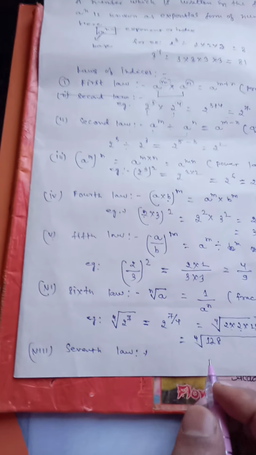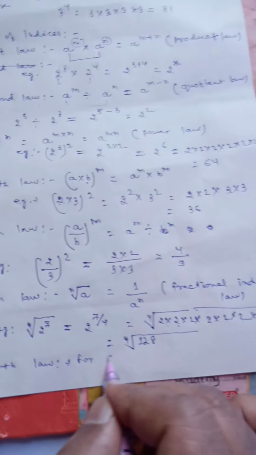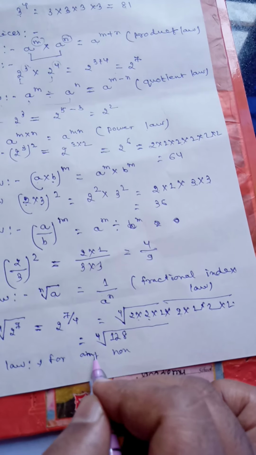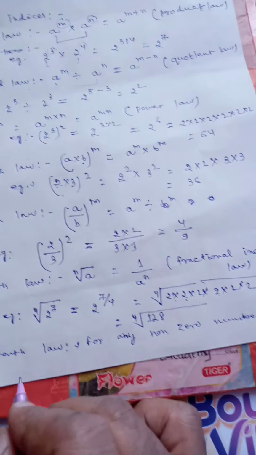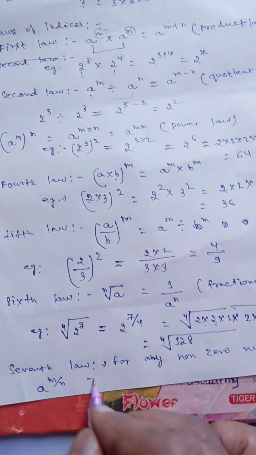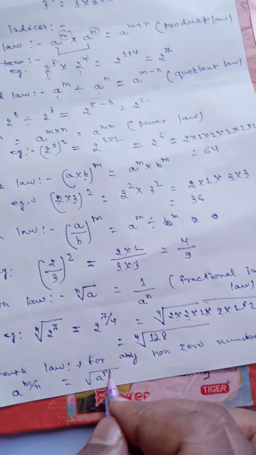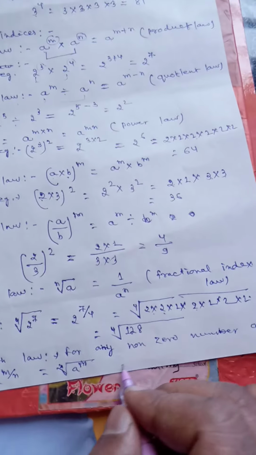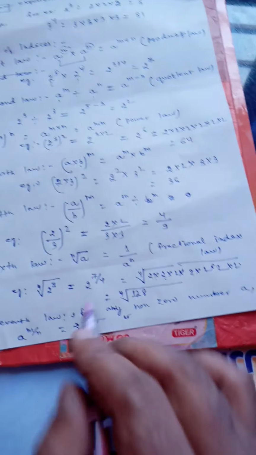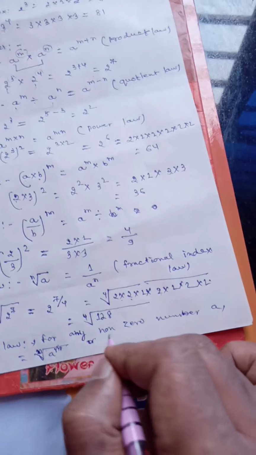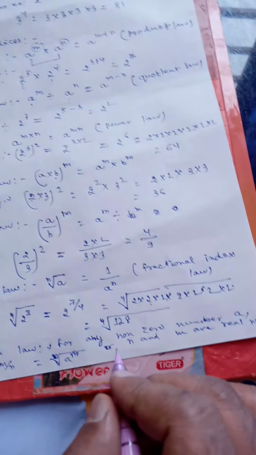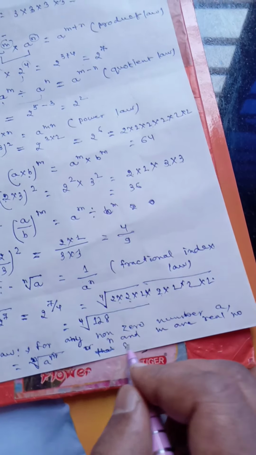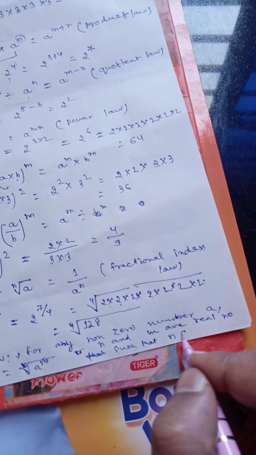Seventh law. For any non-zero number a, a raised to power m upon n is equal to a raised to power m upon n, where m and n both are real numbers, such that n belongs to natural numbers.